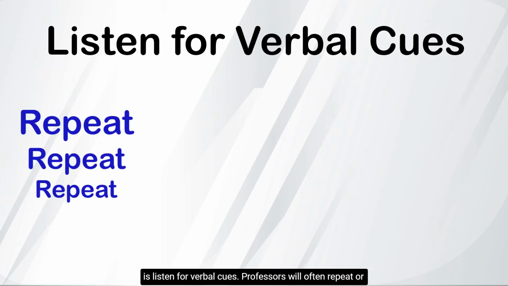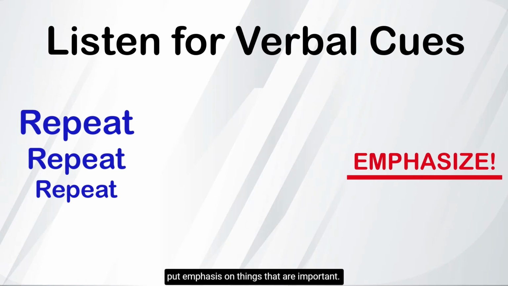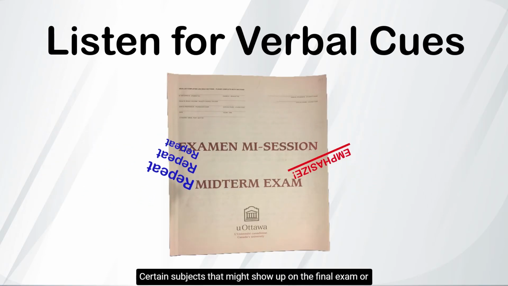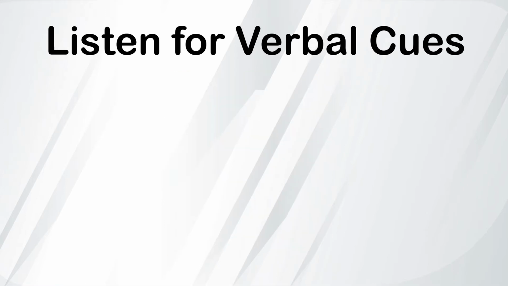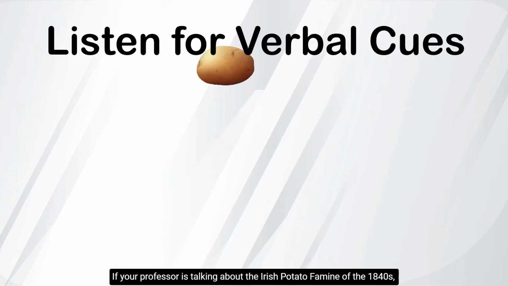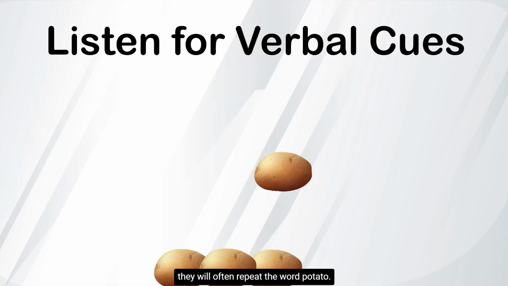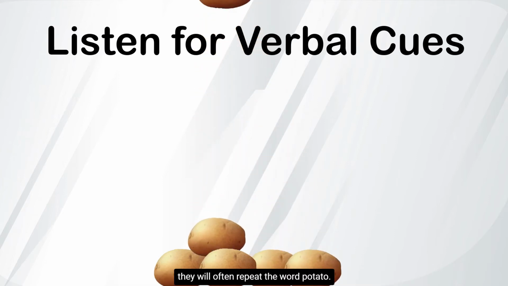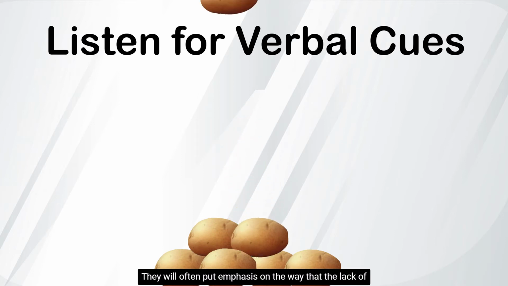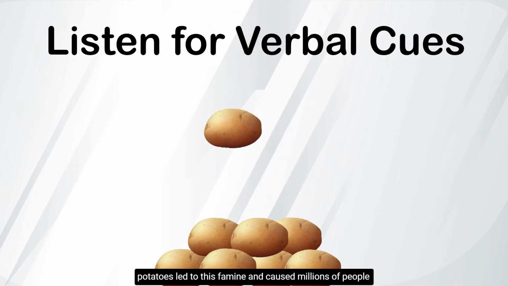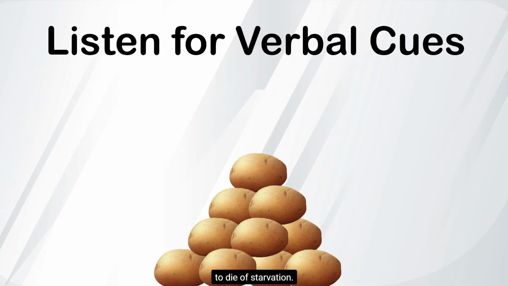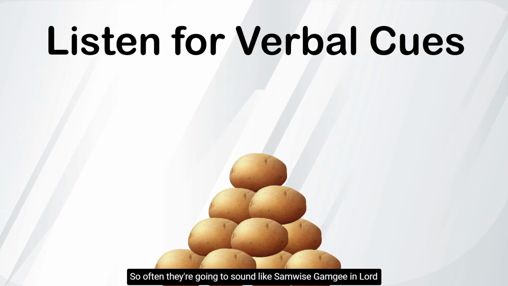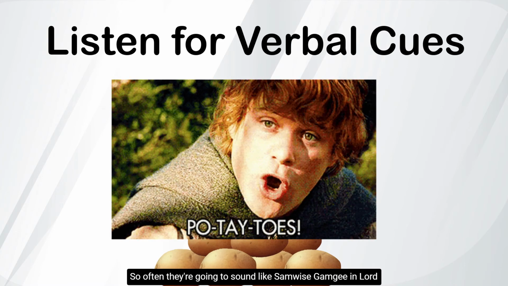Professors will often repeat or put emphasis on things that are important, certain subjects that might show up on the final exam or that are main parts of the lecture. Let's take an example. If your professor is talking about the Irish potato famine of the 1840s, they will often repeat the word potato. They will often put emphasis on the way that the lack of potatoes led to this famine and caused millions of people to die of starvation. They're going to say potatoes so often they're going to sound like Samwise Gamgee in Lord of the Rings.